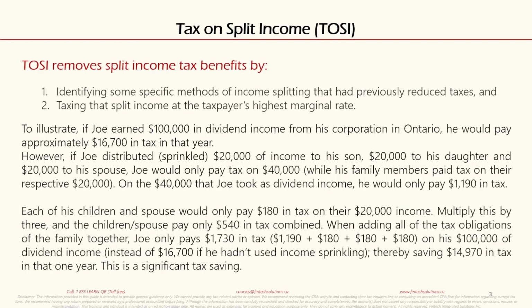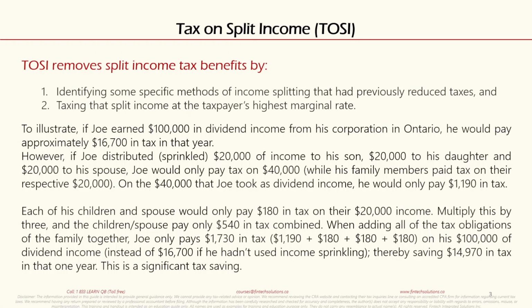instead of 16,700 if he hadn't used income sprinkling. So if he hadn't used this way of sprinkling the income, then straight away he would have paid $16,700. But hey, you know what? Someone advised him that this can be done, and this is a good way, because thereby you will be saving a tax of $14,970 in that one year. This is a significant tax saving. We can see that, right?